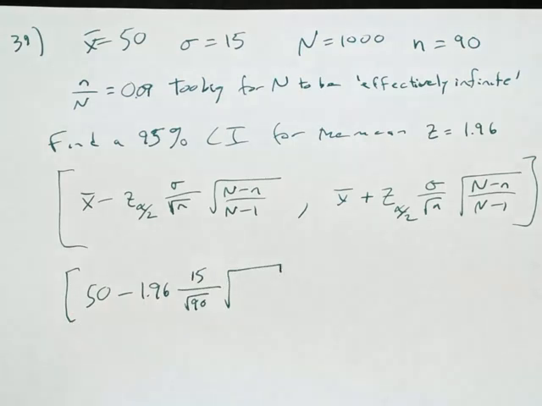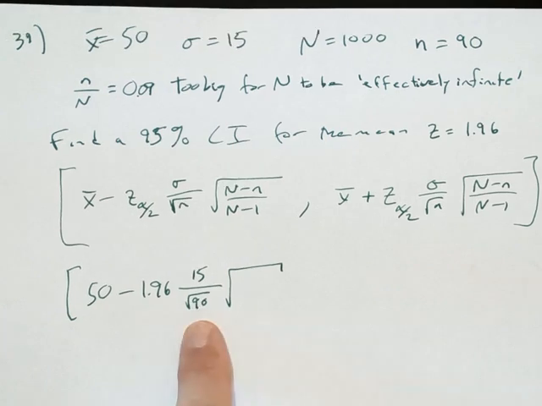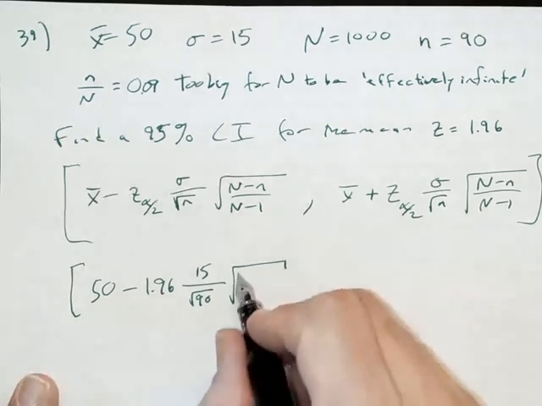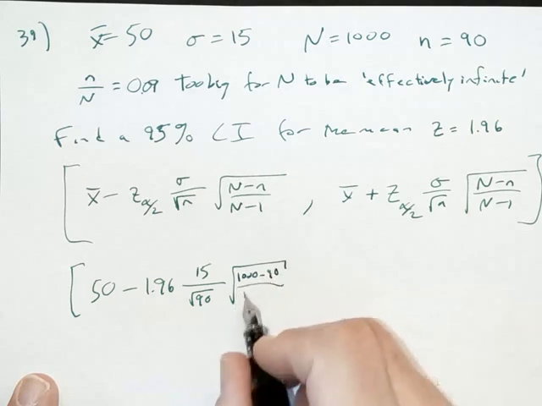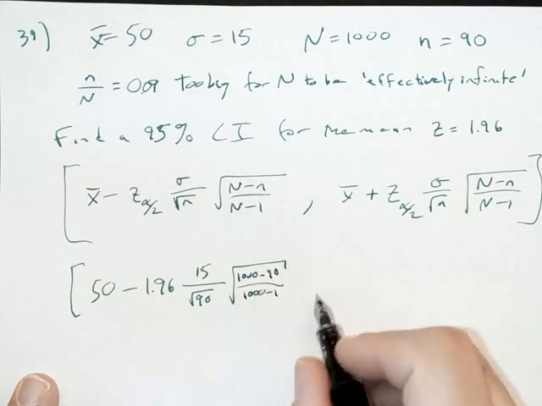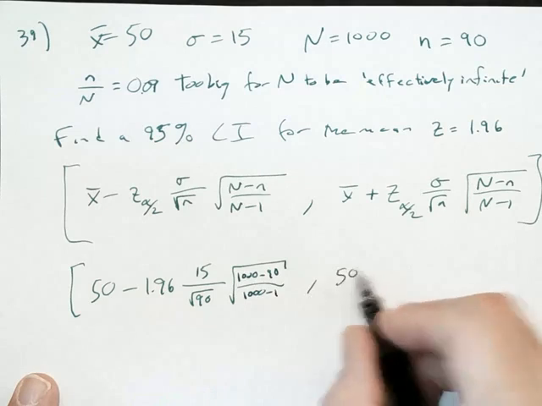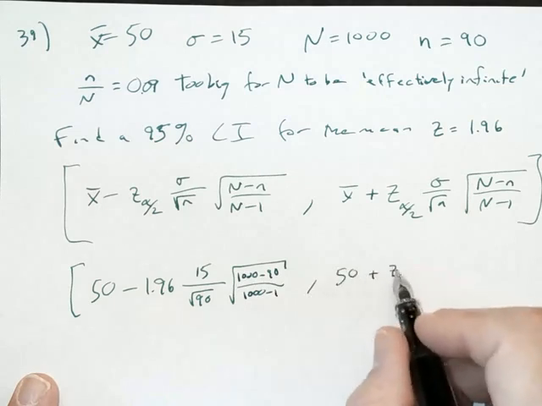So the standard deviation given to me in the problem was 15. The z-value, 1.96, from our confidence level. The population is 1,000, but the sample is 90. So the sample size goes here. But now inside this square root, population minus sample over population minus 1. And then the same numbers go here.